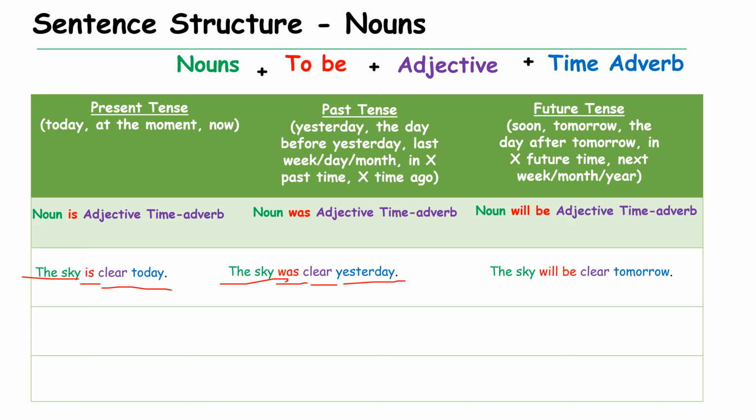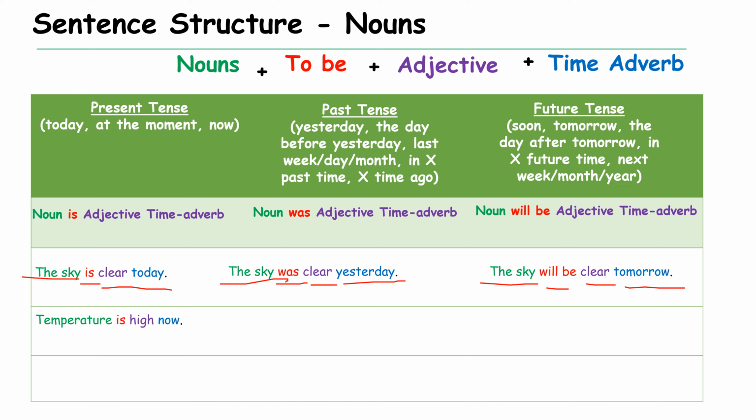The sky will be clear tomorrow. In this sentence, once again, we start with the noun first, and then we add will be, which is future tense to be, and then we add adjective clear, and then finish up the sentence with time adverb tomorrow.